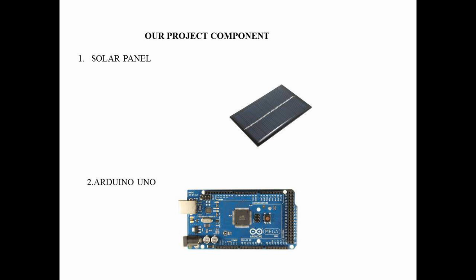Now, specification of Arduino Uno. Operating voltage 5 volt, input voltage 7 volt to 12 volt, digital I/O pins 14, analog input pins 6, DC current per I/O pin 40 mA, SRAM 2 KB, EEPROM 1 KB, clock speed 16 MHz, length 68.6 mm, weight 25 gram, flash memory 32 KB of which 0.5 KB is used by the bootloader, maximum supply voltage 20 volt.